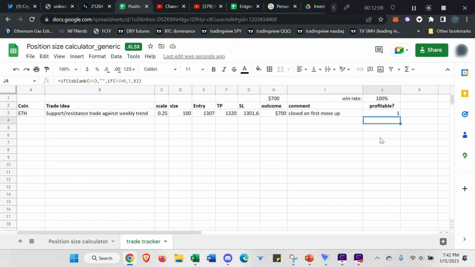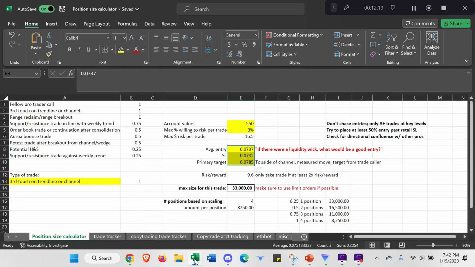I also have a field over here that automatically calculates whether or not the trade was profitable, so over time you should be able to just see how you're doing. And I think this is really important. I'll actually pivot and show you guys my personal position size calculator.